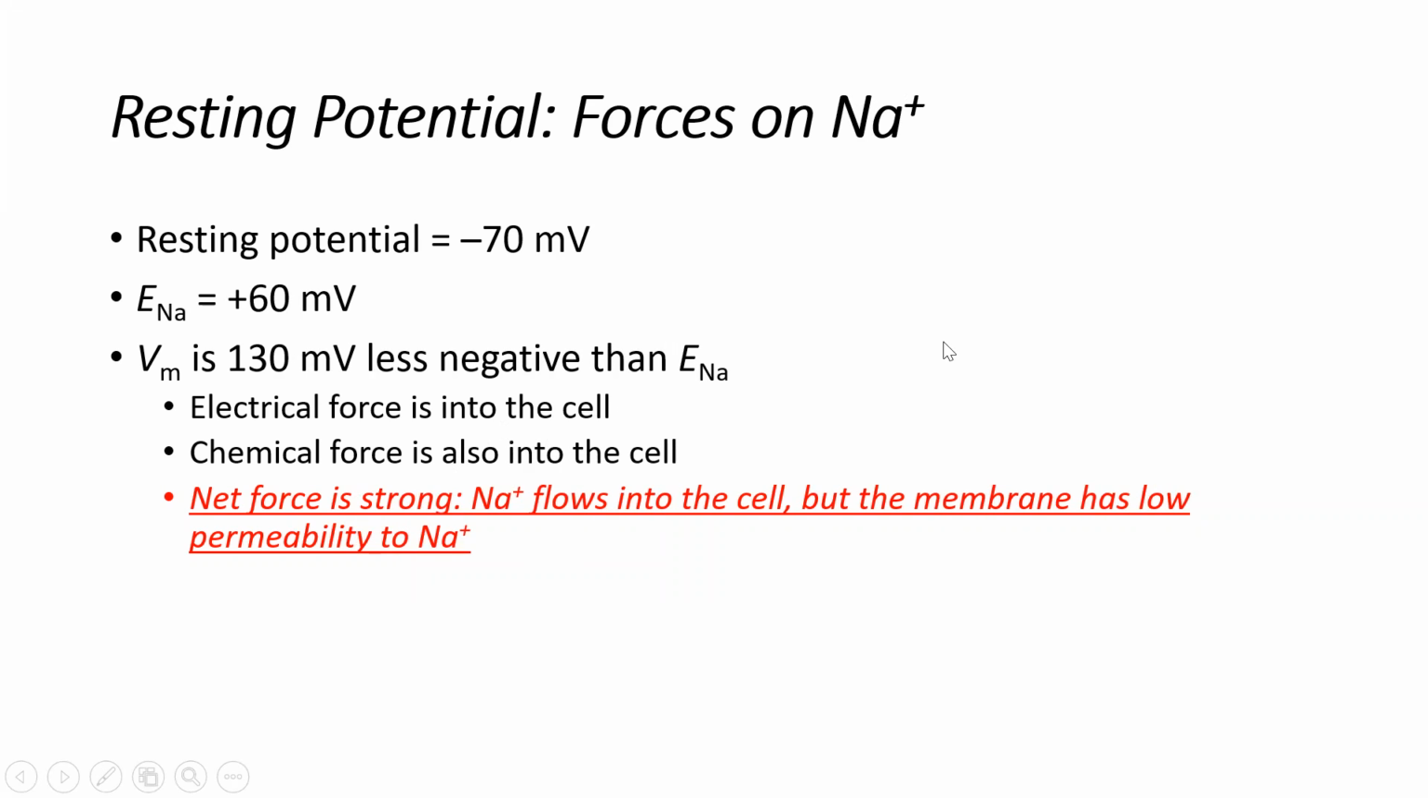Taking sodium, on the other hand, when the cell is at rest, again, we want to think about that negative 70 millivolts. That's the state of the cell at rest. Sodium is going to be moving in an attempt to approach its equilibrium potential, which is positive 60 millivolts. And so if you look at the difference, how far away is the cell's membrane potential from the equilibrium potential of sodium? It's going to be 130 millivolts less negative than sodium's equilibrium potential, that negative 70.